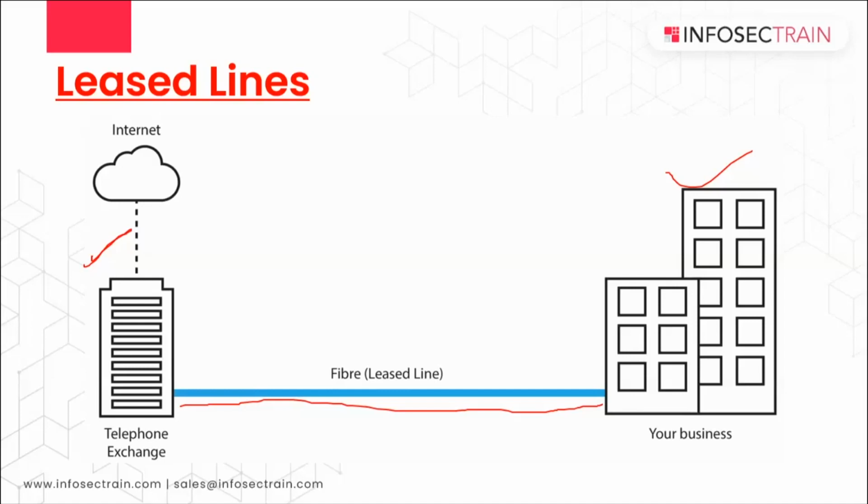That is what we call leased lines. These are available in various speeds, ranging from a minimum of 64 kbps to several Gbps, depending on your choice, and they can be used for various things like voice, data, and video applications.